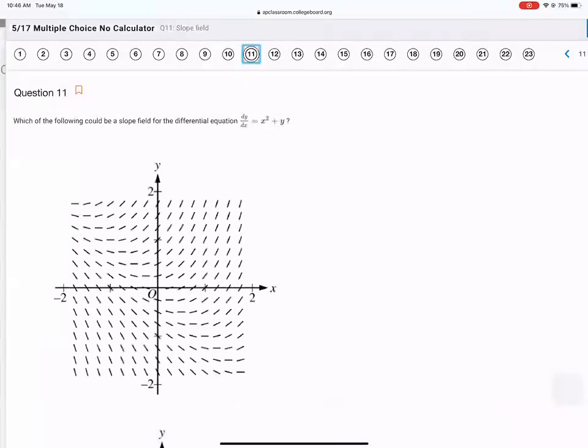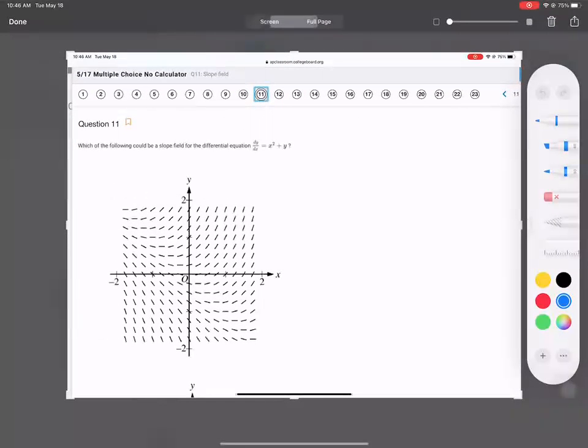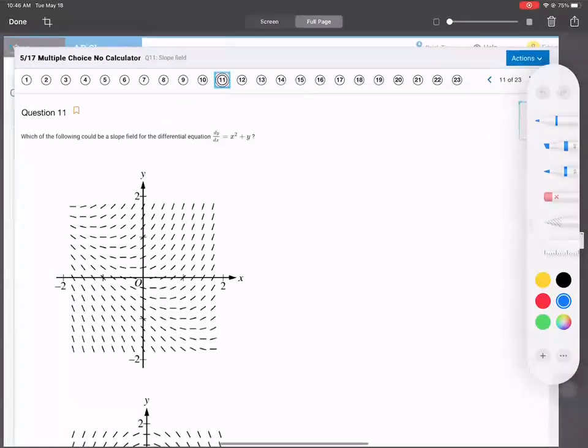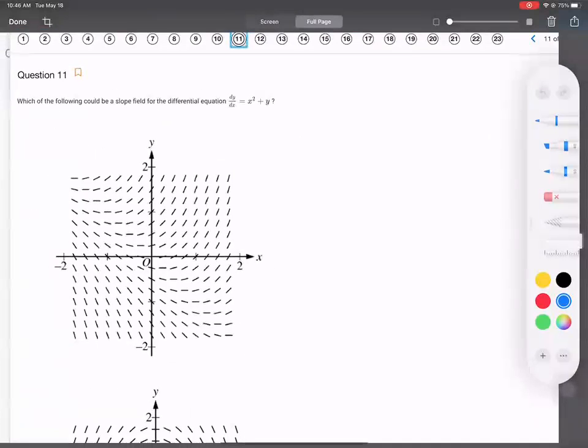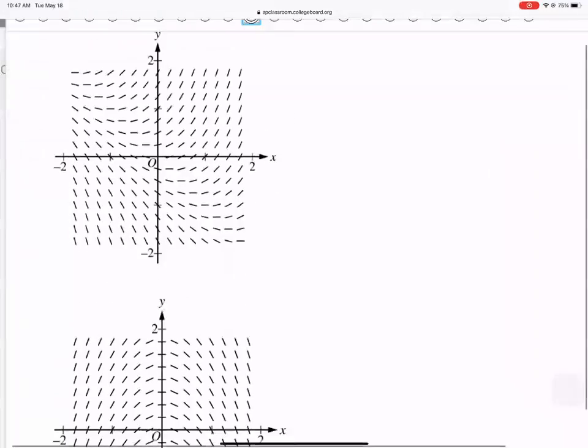Okay, so this one here: which of the following could be the slope field for the following differential equation? So the slope field is the slopes. So these are actual slopes. Now, oh darn it, there's actually a bunch of these possibilities, right? Wait, it won't let me scroll. Okay, we have a couple possibilities here.